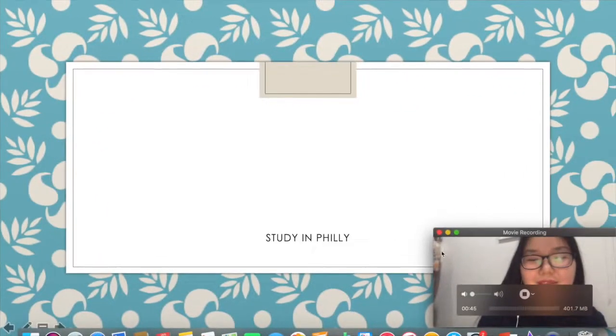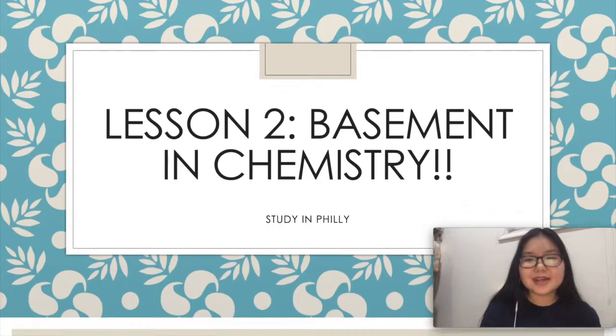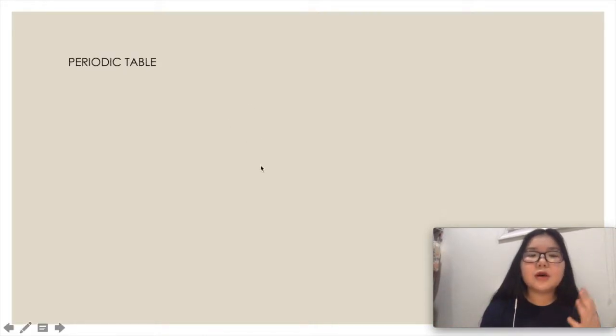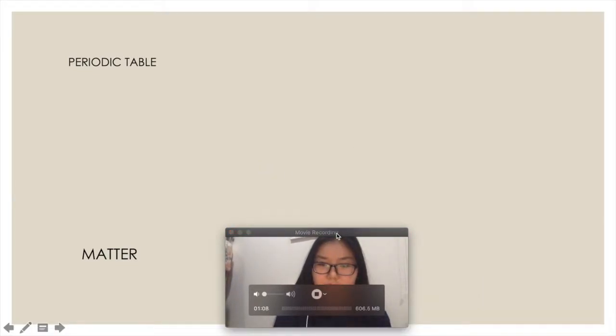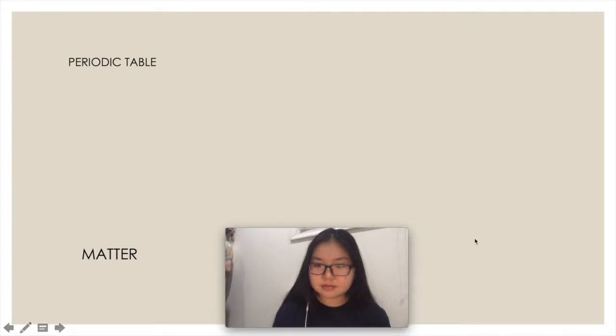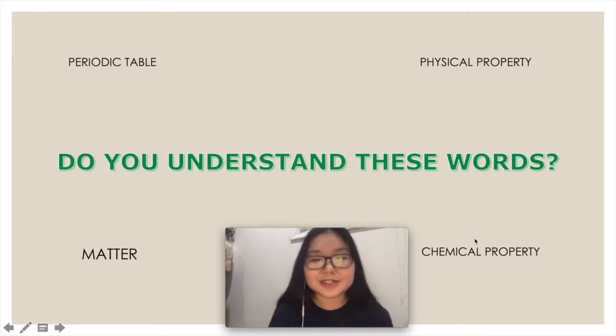Let's get started. In this video, I want to share the basics in chemistry. So exactly what are the basics? They are some words that you have to know in order to learn chemistry more easily in high school: periodic table, matter, physical property and chemical property. So do you understand these words?